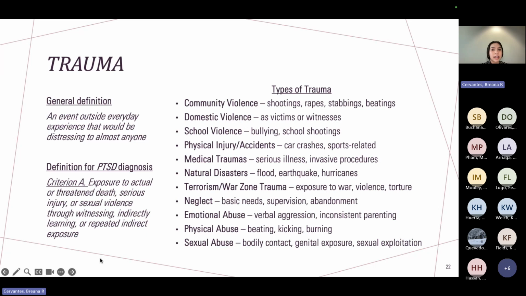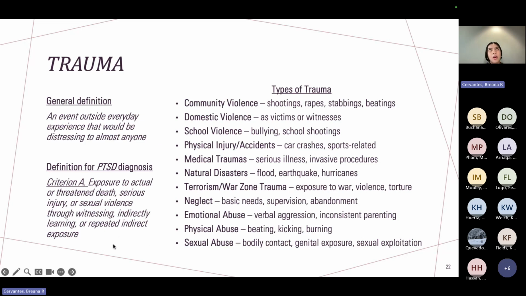So in the context of a PTSD diagnosis, and we'll go through each criterion in a second, criterion A for PTSD is that you have to be exposed to actual or threatened death, serious injury, or sexual violence through witnessing, indirectly learning, or repeated indirect exposure. Outside of this context, other trauma would not count for a diagnosis of PTSD, at least to meet criterion A, which you have to satisfy. So that can be really confusing for some people.